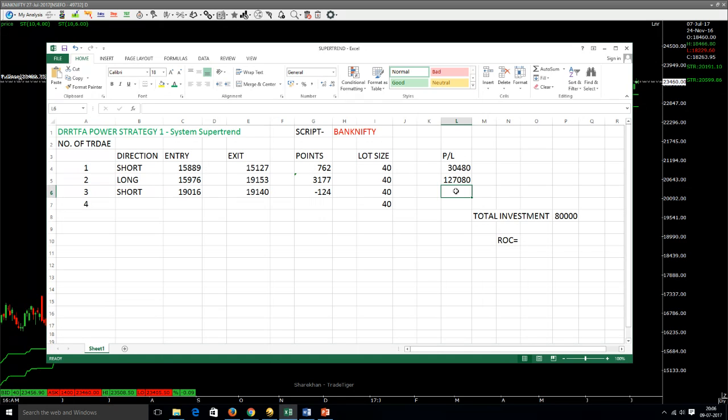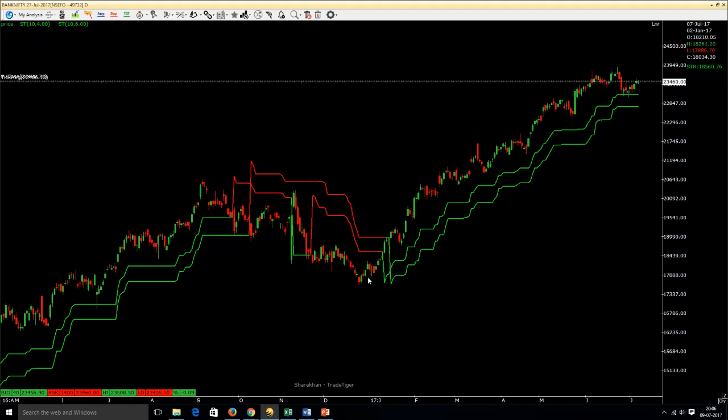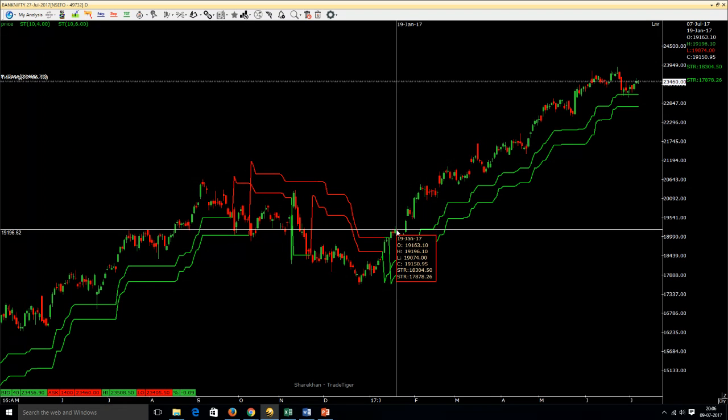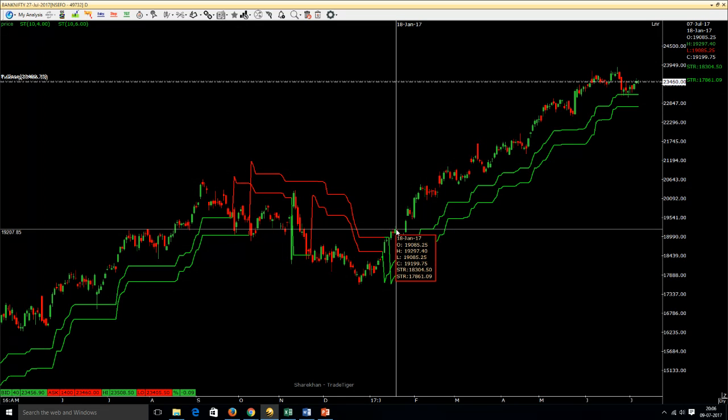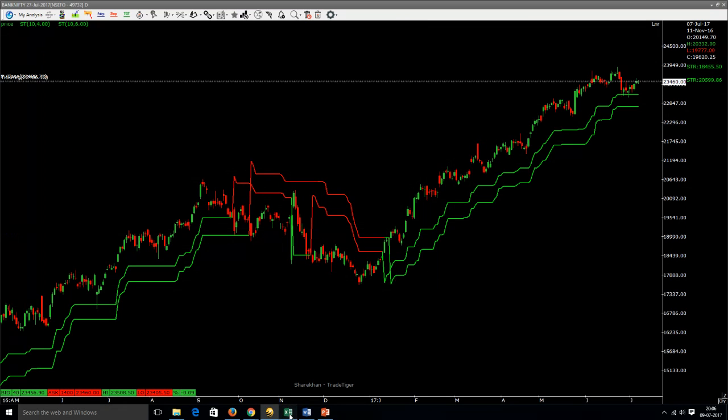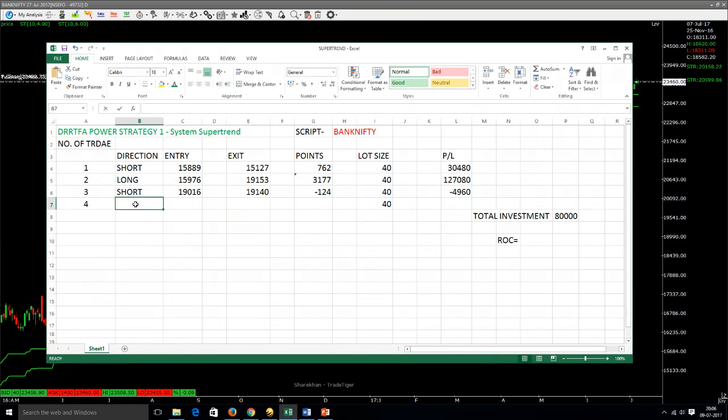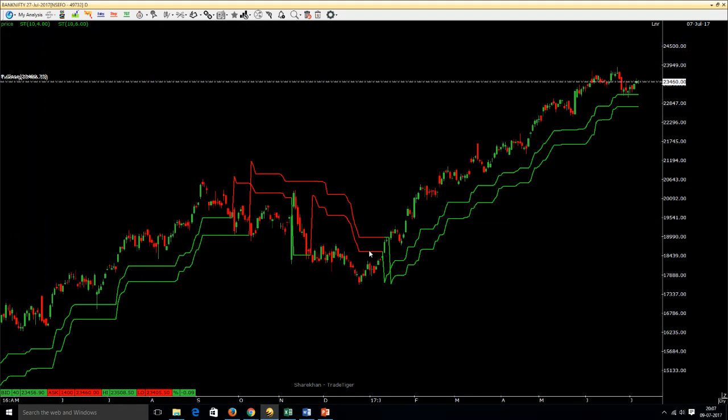So our total profit and loss is this multiplied by the lot size, as we did in our earlier trade. So we lose minus 4,960. And then again, we have got a signal here. Both the Supertrends are down and the closing price is above. So we became long at something around 19,230. So we again become long at 19,230.